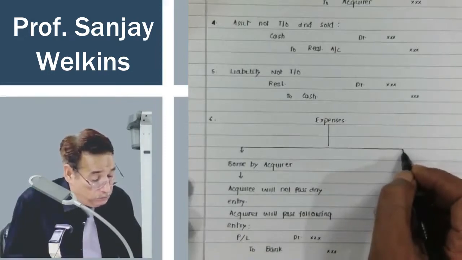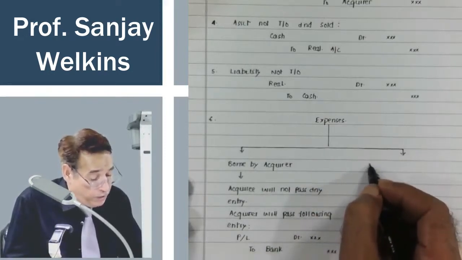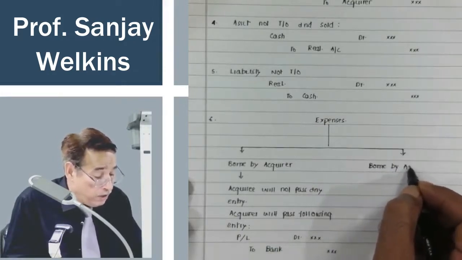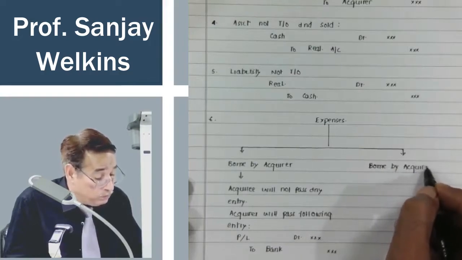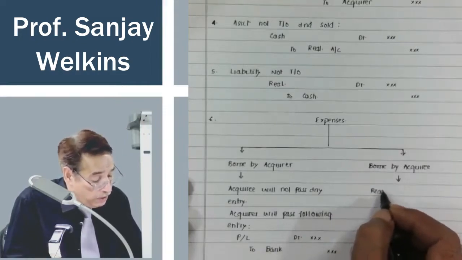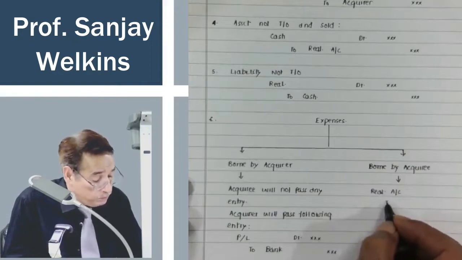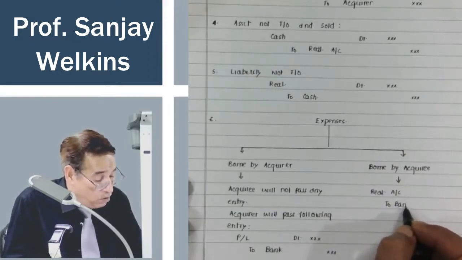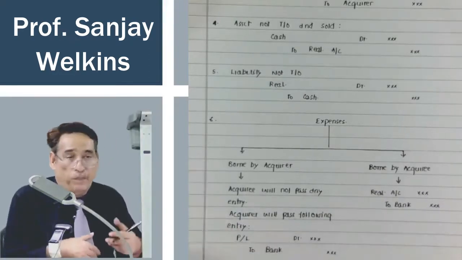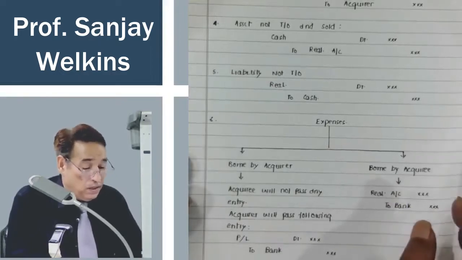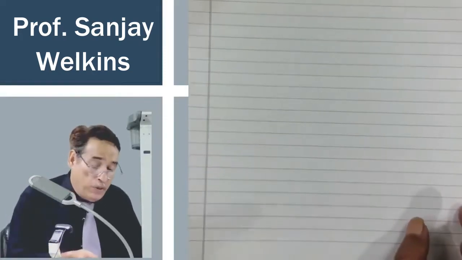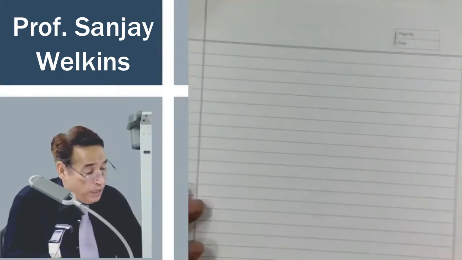Now, if expenses are borne by acquiree, then acquiree is going to pass a simple entry, realization account debit to bank account or cash account, whatever you may like to write. Correct? So, as far as expenses are concerned, very simple. Borne by acquirer, no entry by acquiree. Borne by acquiree, acquiree is going to pass simple entry, realization account debit to bank account.